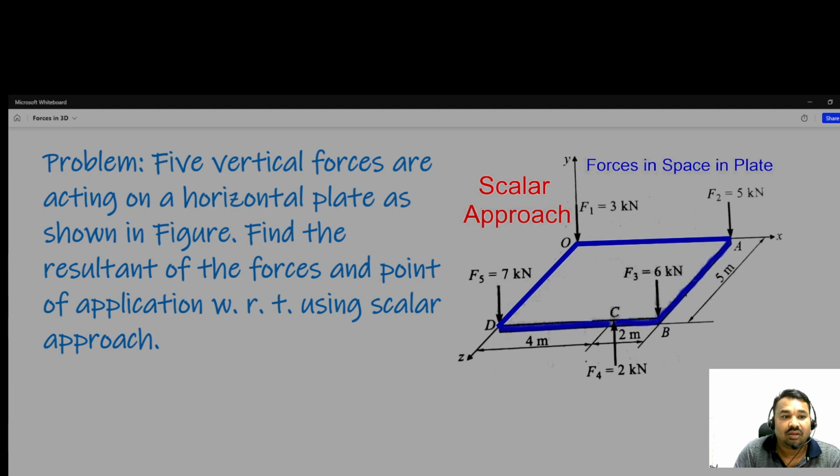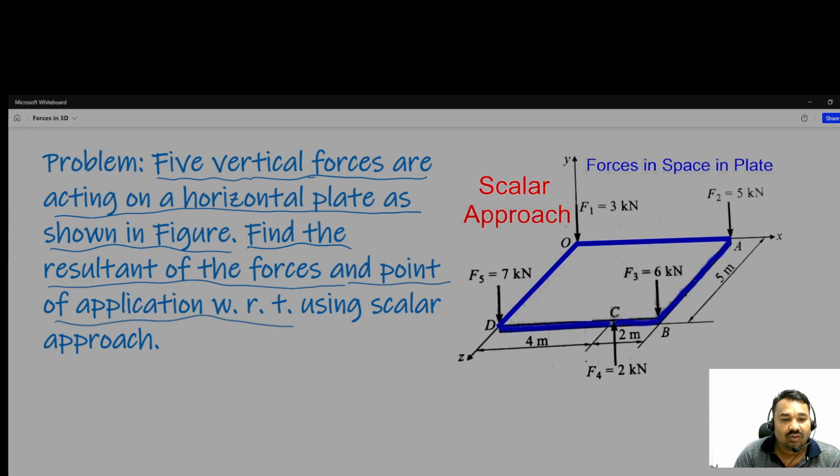Let us do this problem. This problem we have done by using the vector approach. Now we have to solve this problem by using a scalar approach. So once again, reading the problem statement: five vertical forces are acting on a horizontal plate as shown in the figure. Find the resultant of the forces and a point of application using a scalar approach.